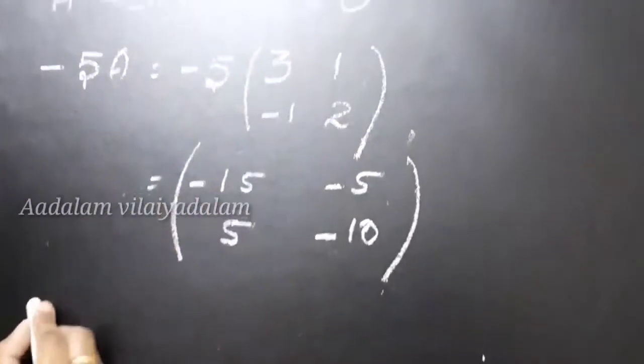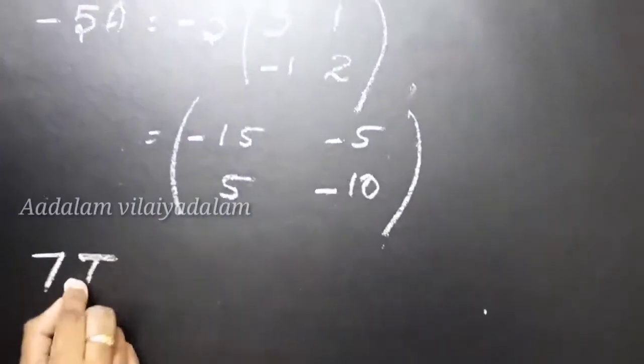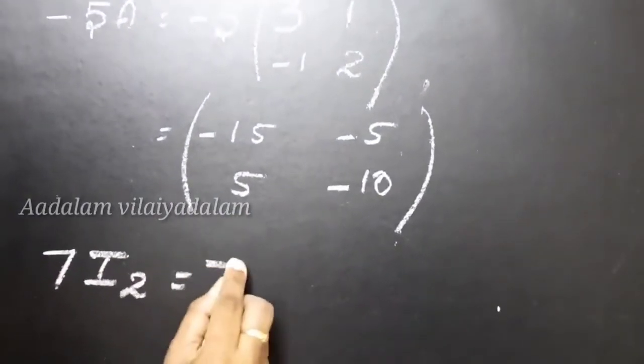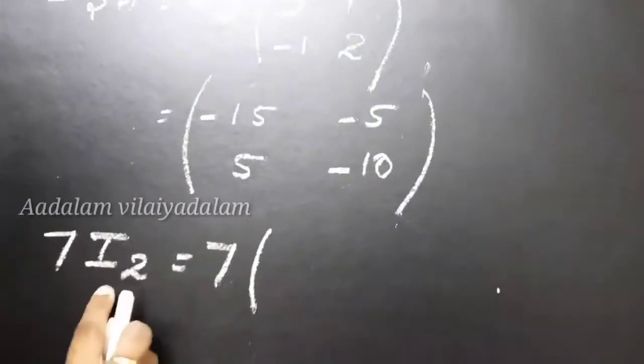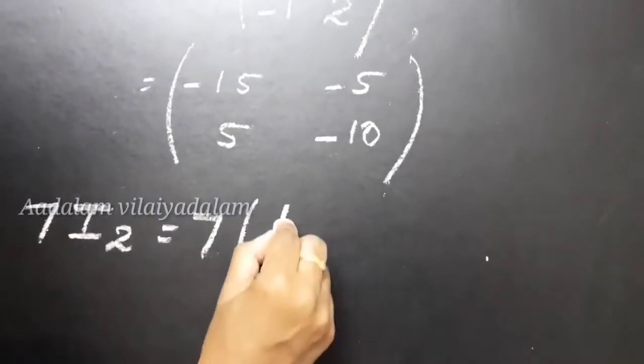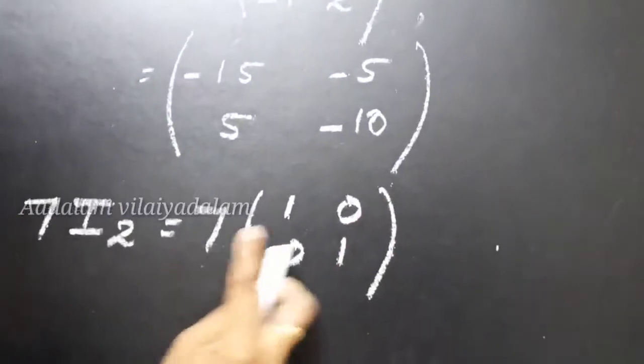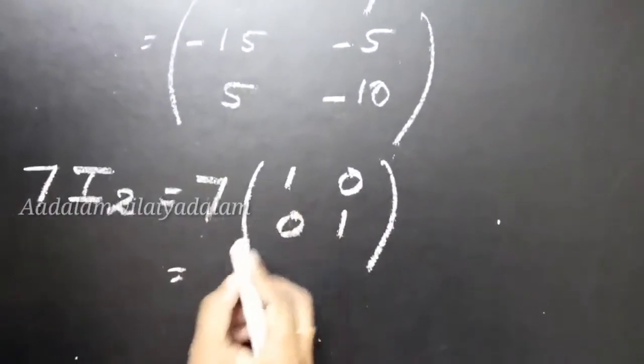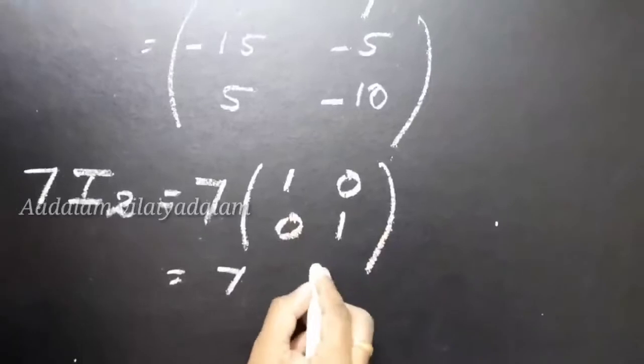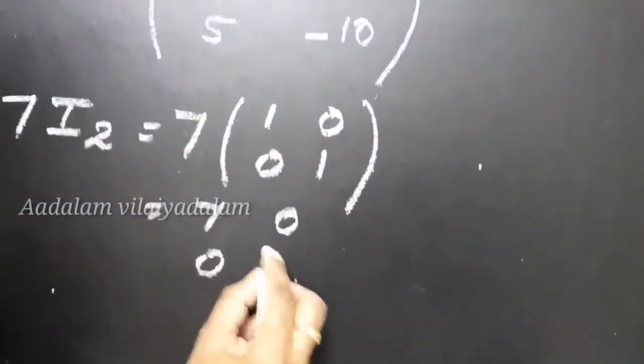So next find the 7 into I2. So 7 is the constant value. I2 is the unit matrix, that is 1, 0, 0, 1. Now multiply 7 into the matrix. 7 into 1, 7. 7 into 0, 0. 0, 7.